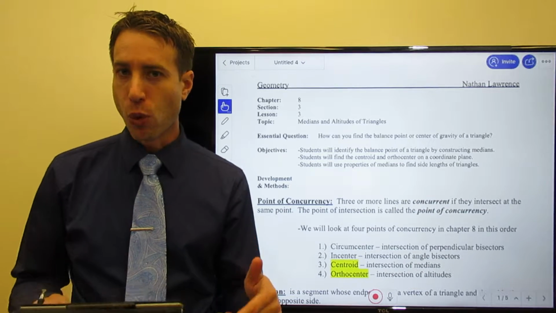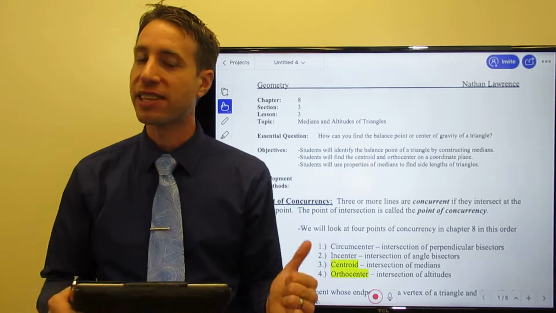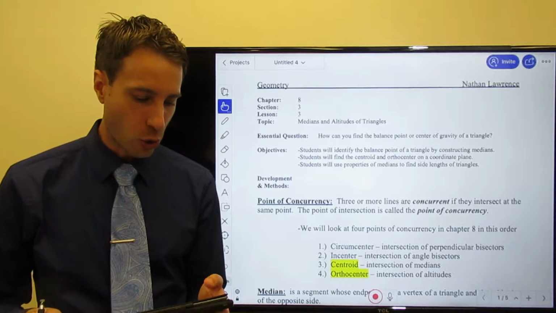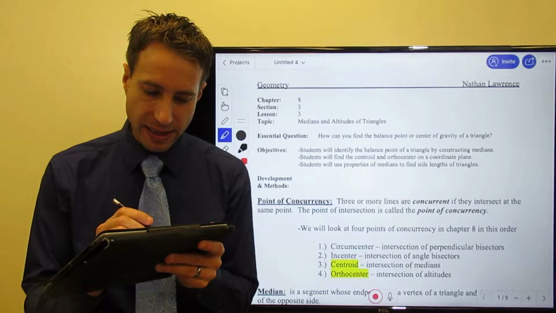Before we talk about those new points of concurrency though, we want to take a look at the essential question, what it is that we'd like you to be able to answer by the time we get to the end of this set of videos in this section of notes, and then how we're going to go about answering that question.